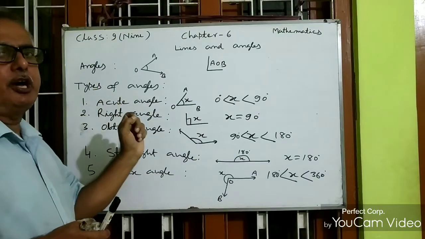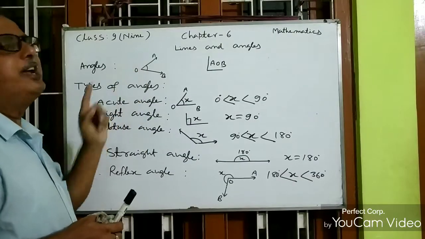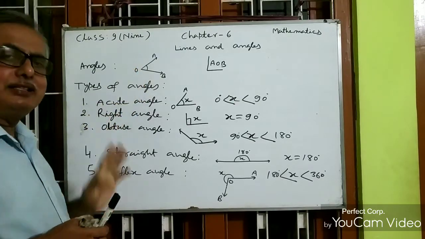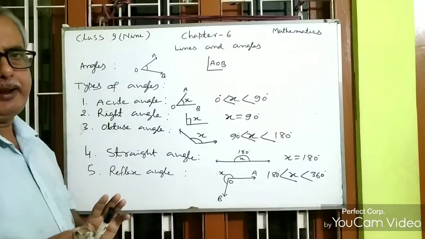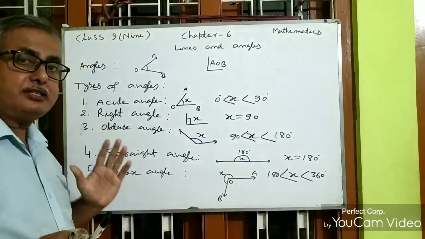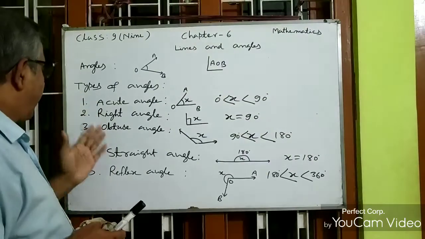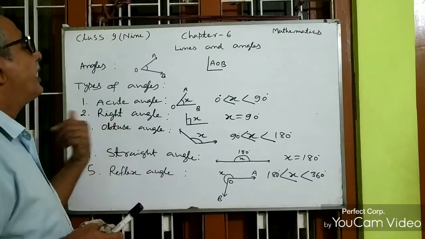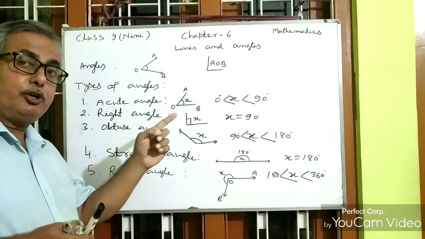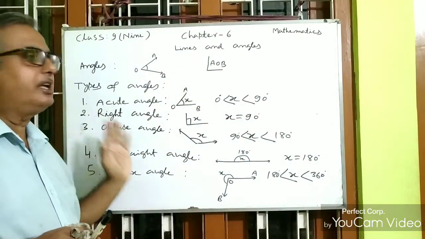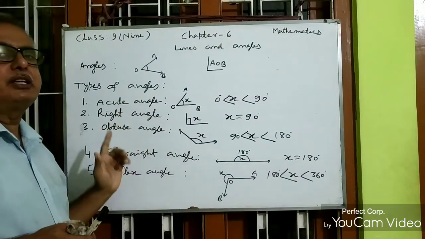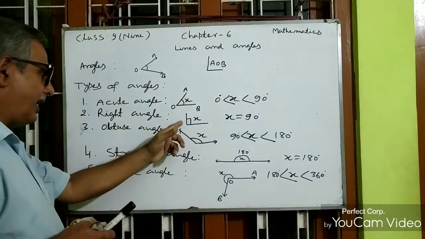The structure formed at the point of meeting of two straight lines or line segments is called an angle. What are the types of angles? I have discussed. There are many types of angles. For example, acute angle: an angle of measure greater than 0 degree but less than 90 degree is called an acute angle. Right angle: an angle of measure 90 degree is called a right angle.